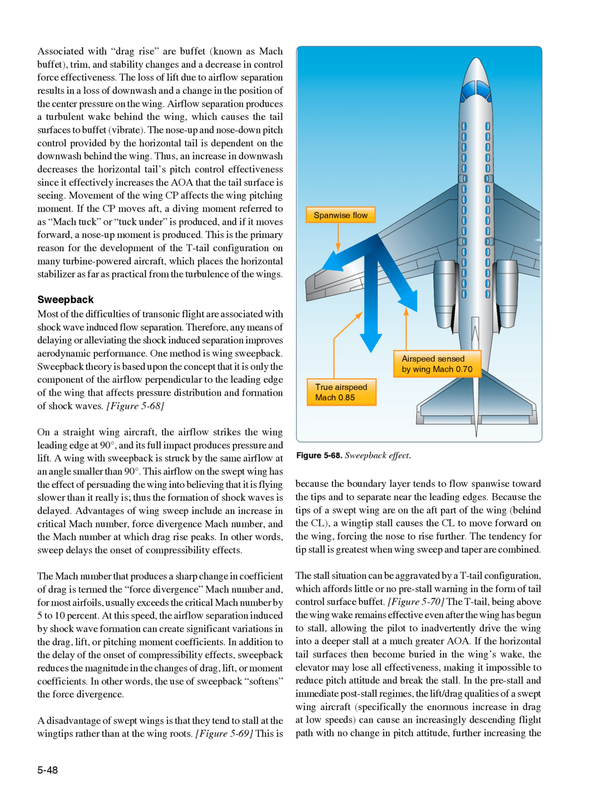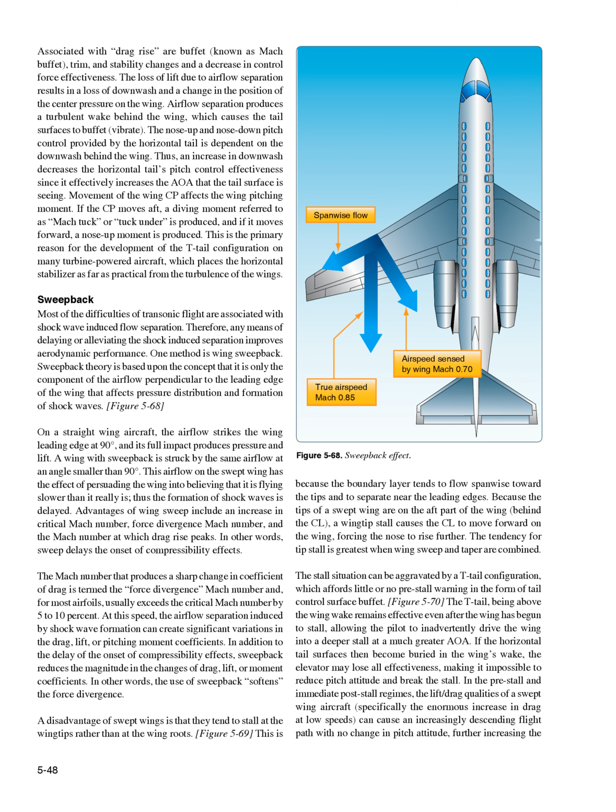Figure 568. On a straight-wing aircraft, the airflow strikes the wing leading edge at 90 degrees, and its full impact produces pressure and lift. A wing with sweepback is struck by the same airflow at an angle smaller than 90 degrees. This airflow on the swept wing has the effect of persuading the wing into believing that it is flying slower than it really is, thus the formation of shock waves is delayed.